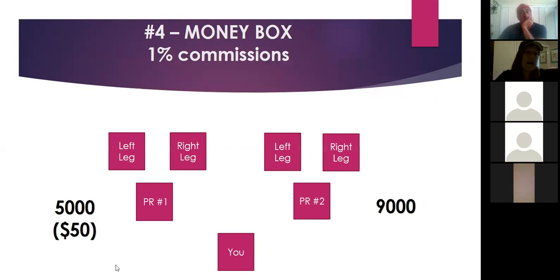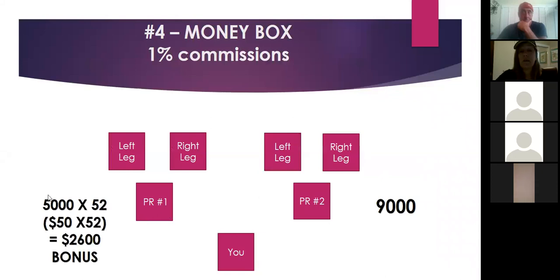So let's say you're qualifying at platinum level every week, averagely, okay? That means you're doing $5,000 per week in your pay leg. The company's going to take 1% of that, which is $50, and they're going to put it into a piggy bank. So let's add that up for the year. That would be $2,600 in a bonus that you're going to receive at the end of the year. So if you're qualifying at the diamond rank, that would be 10,000 times 52. That would be 5,200 in commission that you would get at the end of the year. So this is your money box.